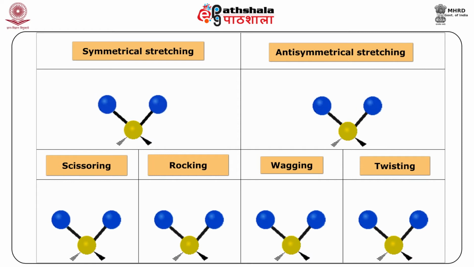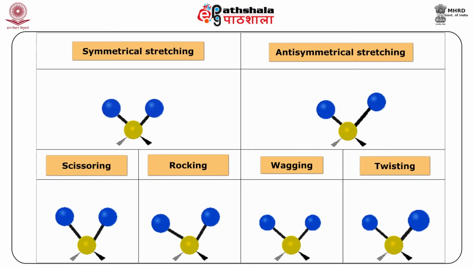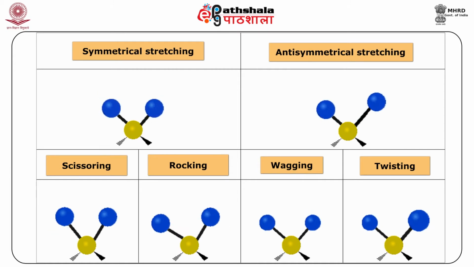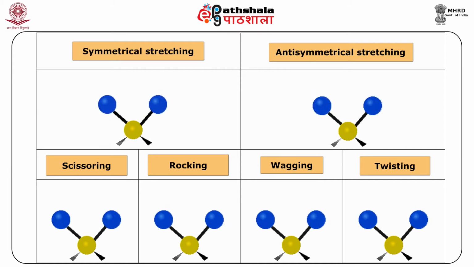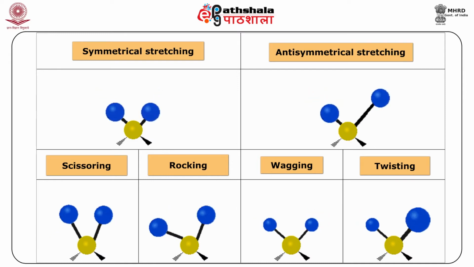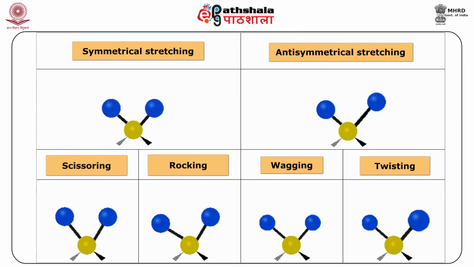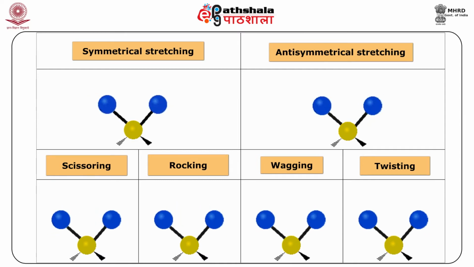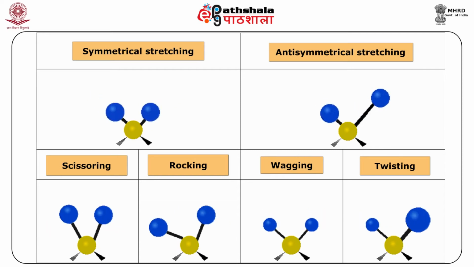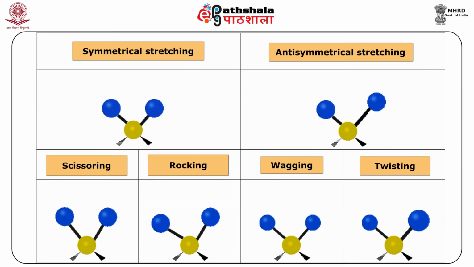The first one is scissoring or bending in plane. The second one is twisting or bending out of the plane. Third one is rocking or bending in the plane. Fourth one is wagging or bending out of the plane. All these bending and stretching vibrations belong to the methylene group or the CH2 group here.